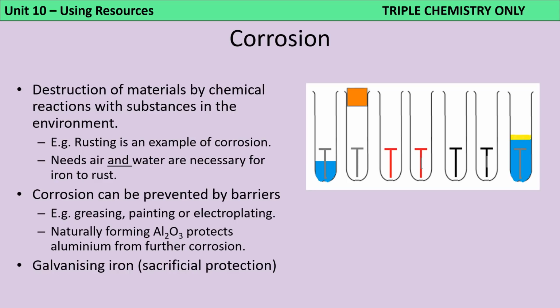We can protect metals from corrosion by painting them, greasing them, or electroplating them. And in fact, aluminium forms its own protective layer of aluminium oxide, which protects it from further corrosion because it's so hard. We can also protect iron by galvanising it, which means adding a small amount of a more reactive metal, usually zinc, and then the oxygen in the atmosphere will react with that zinc instead of with the iron, and this is a type of sacrificial protection.